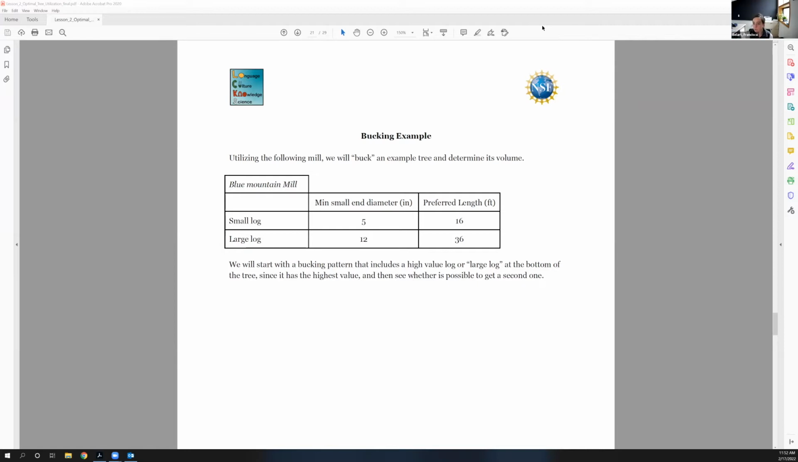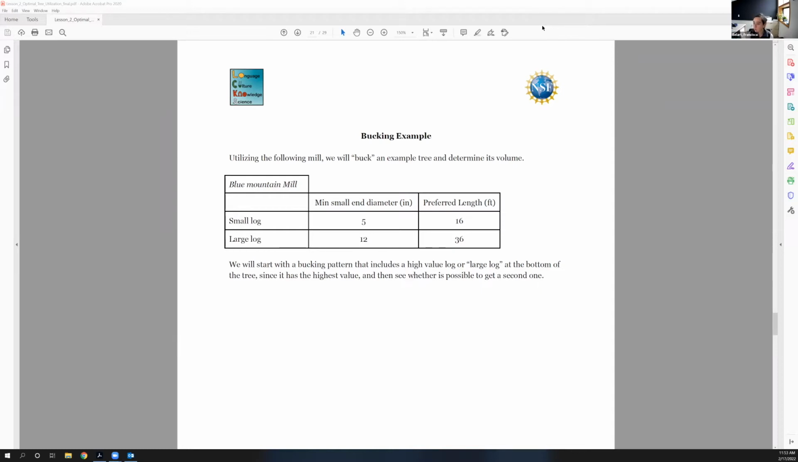I will briefly show an example of tree bucking, which is part of the tree utilization lesson for the LaCuKnoS project. So the goal will be to cut a whole tree into logs, depending on set mill specifications. So we will use an example mill with very simple specifications, and we will buck or cut this tree into logs according to those specifications.